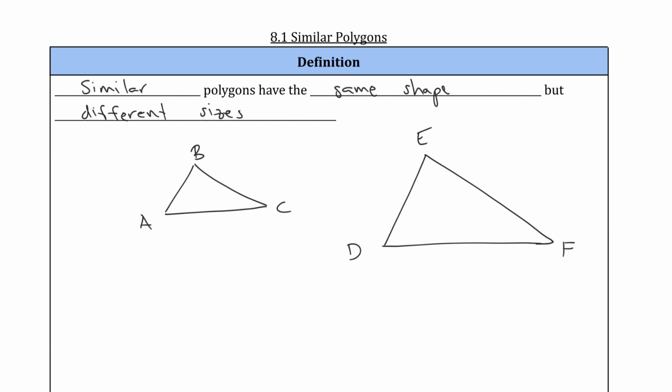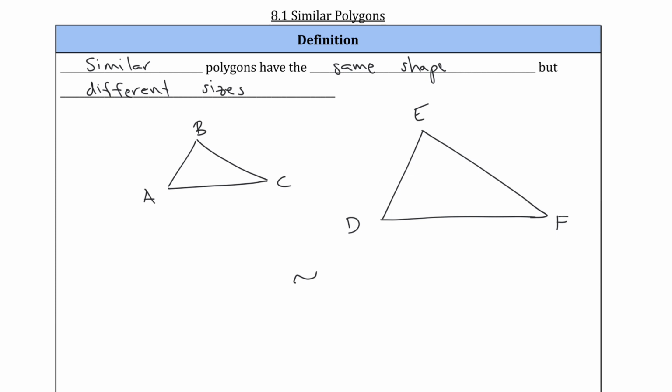And so to write a similarity statement, we're going to use this symbol. It's a little squiggly. It's actually called a tilde. And when we see this symbol, we read it as "is similar to." Now let's go ahead and name these two triangles.